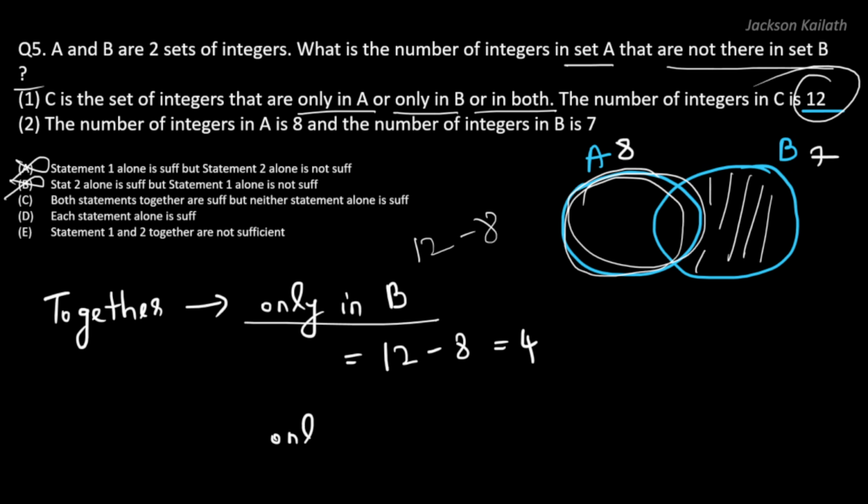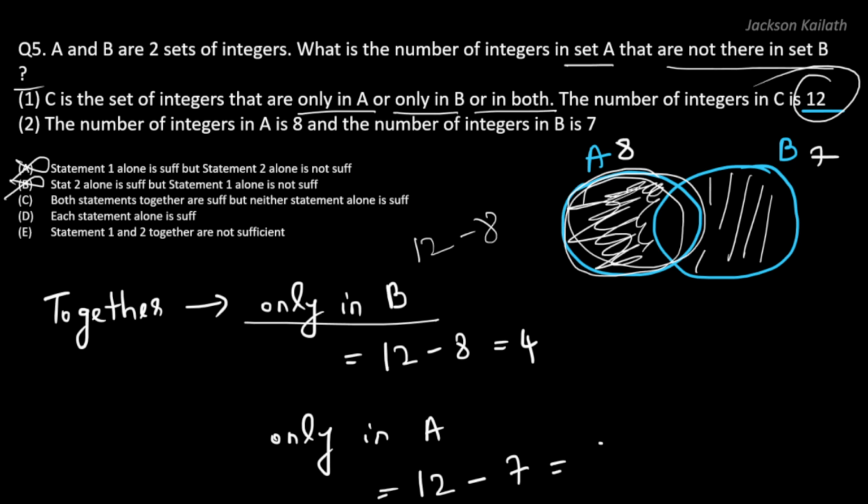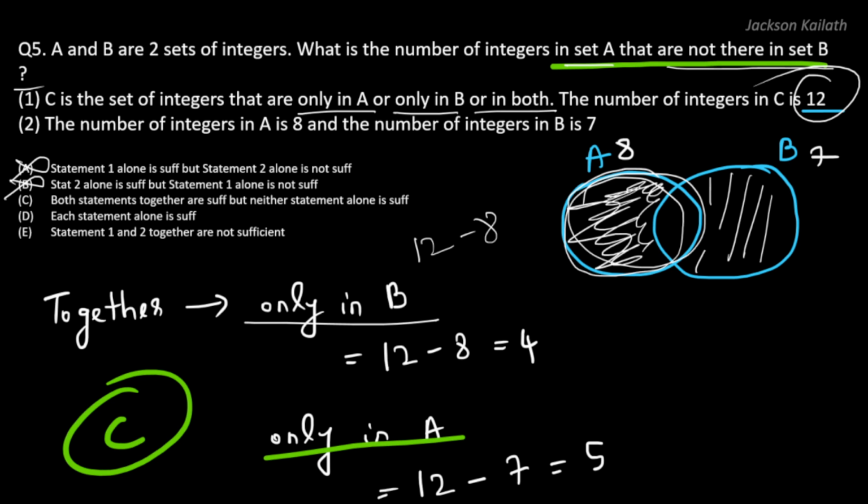In a similar manner, the integers only in A would be 12 minus this over here, right? So that would give us whatever is only in A, which is this shaded area over here, right? So that's 12 minus 7, which is equal to 5. And that is what is asked over here, right? The integers which are there only in A and not in B.